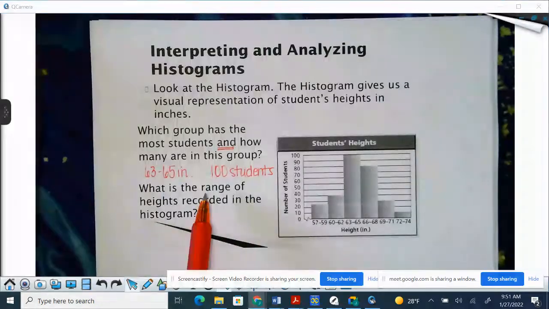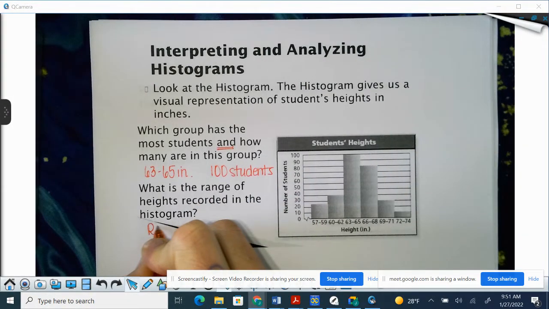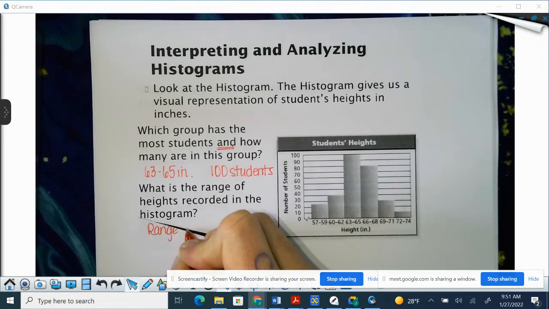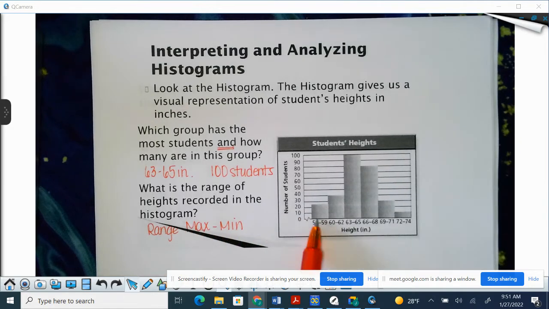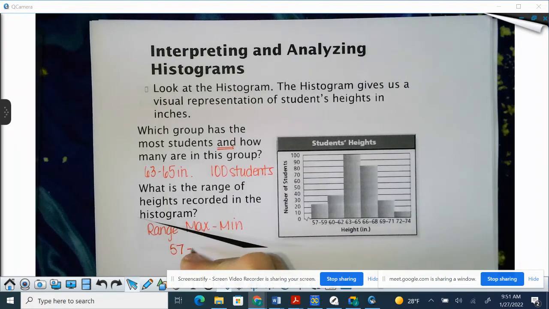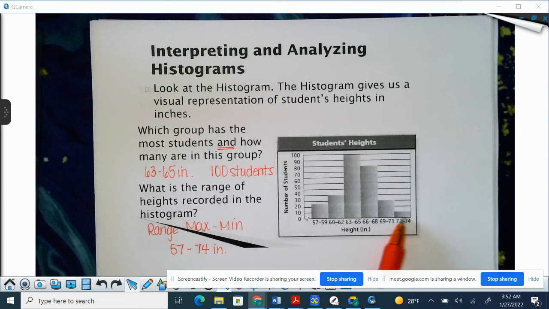So what is the range of the height recorded in the histogram? Range, remember, is the difference between your max and min. In this case, it's going to be from 57 to 74 inches. So for the whole thing, all of this data falls somewhere between your lowest number and your highest number. All right.